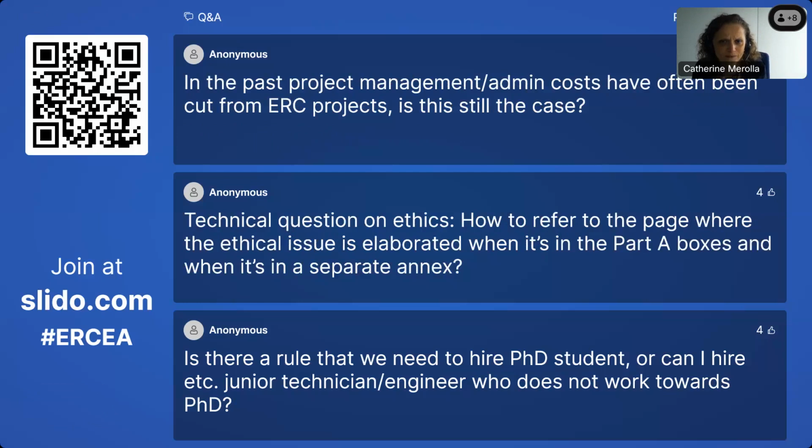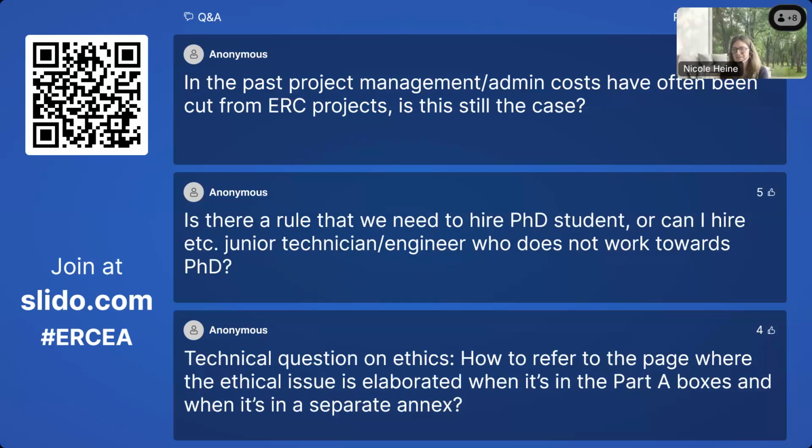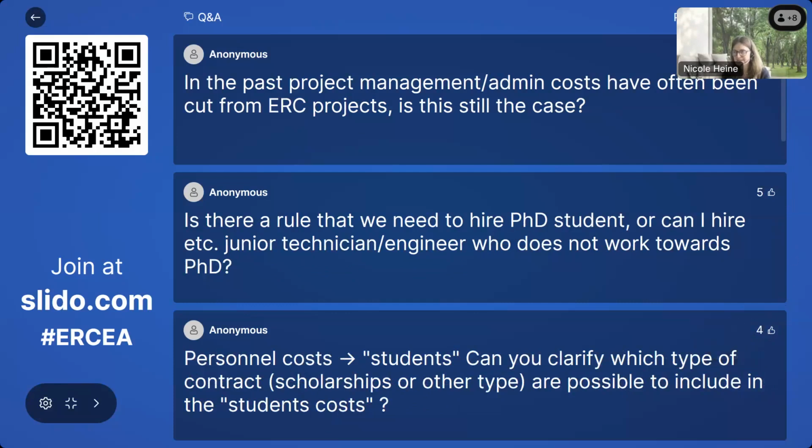Okay. Thank you. A question to Nicole. For a technical question on ethics, how do you refer to the page where the ethics issue is elaborated, when it's in the Part A boxes and when it's in a separate annex? Just say, it's not that important actually, that you have the exact page number. But when you go through the ethics table, just say Part A or Part B, but make sure that you cover all the ethics issues in the narrative. So that's really Part A, right?